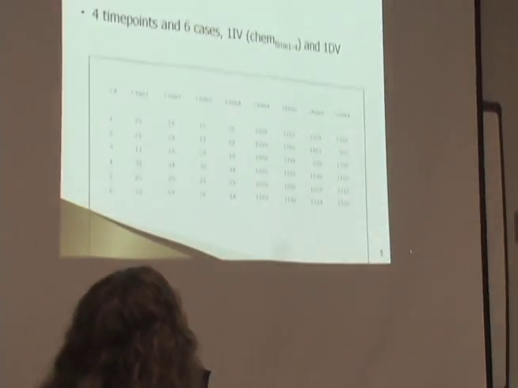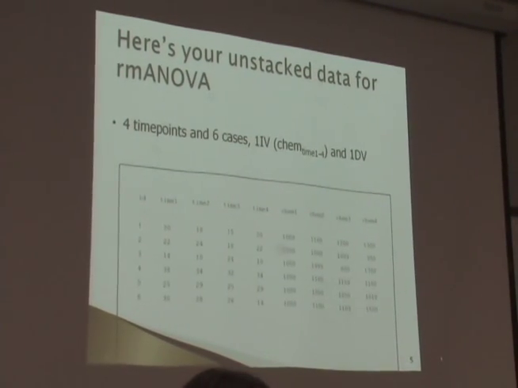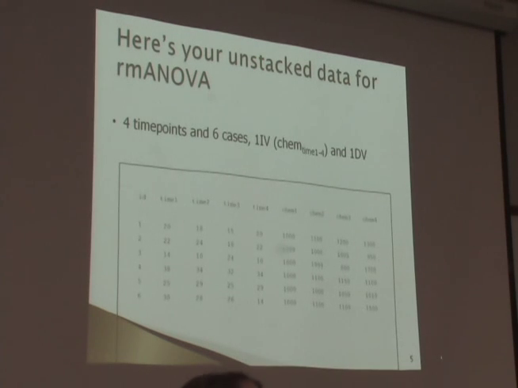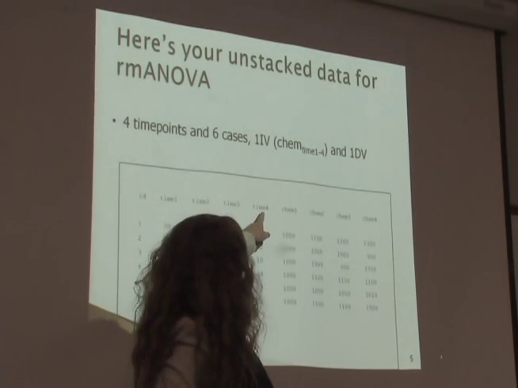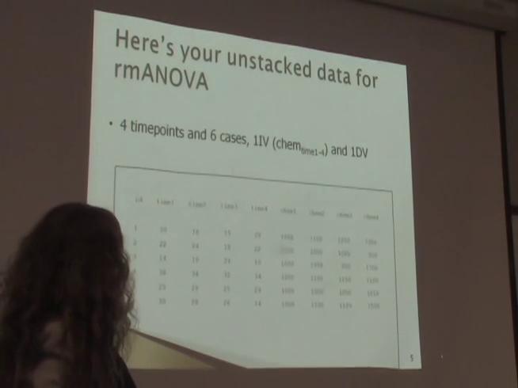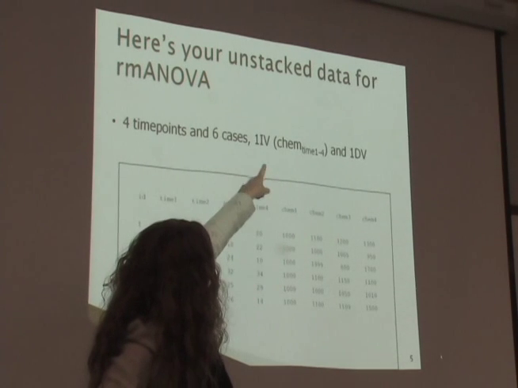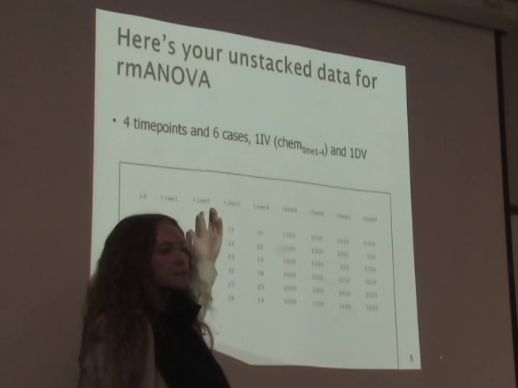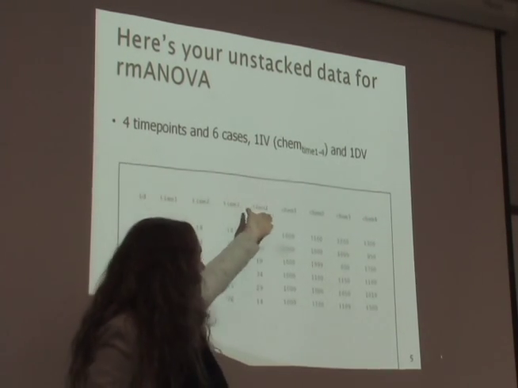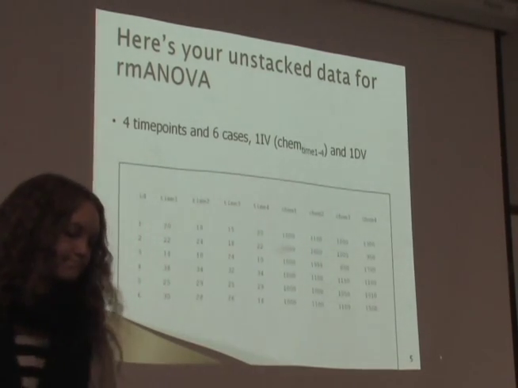So this is just looking at a wide data set. In ANOVA, we work with a wide or cross-sectional data set, also called an unstacked data set. This is an example where you have 4 time points and 6 cases. It's time 1 through 4 and chem 1 through 4. In this case, chem is the independent variable, and time is the score on some dependent variable measured at 4 time points.